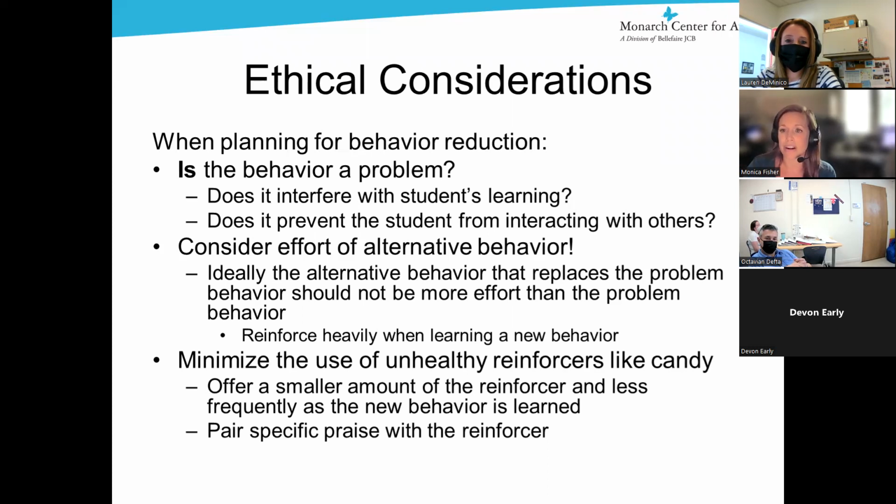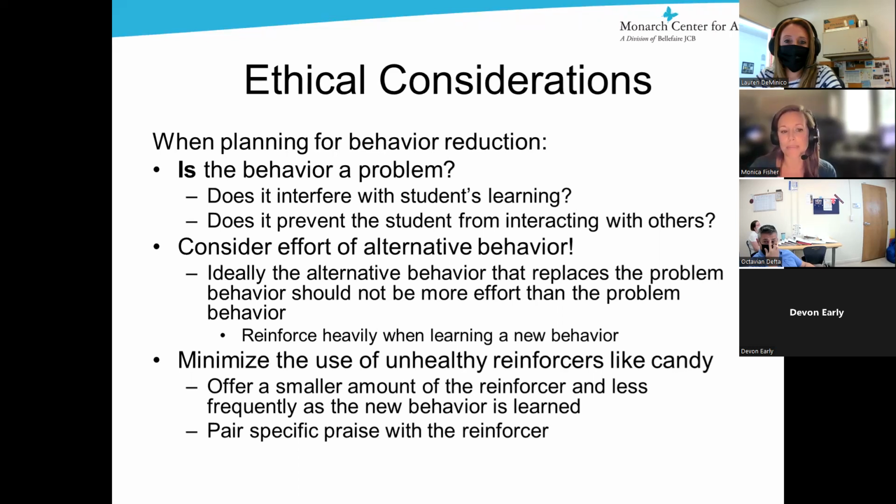Considering the effort of that alternative behavior. Again, the alternative behavior that replaces the problem behavior should not be more effortful than the problem behavior, right? If there are 6 steps for them to say the thing that we want them to say on their SGD versus I'm going to hit you or hit myself and get that same thing, that's a problem. We need to build up that skill. We can't have 6 steps at first. It has to be super easy for them to do in the beginning, and then we can make it more complex. But initially, it's got to be easy.